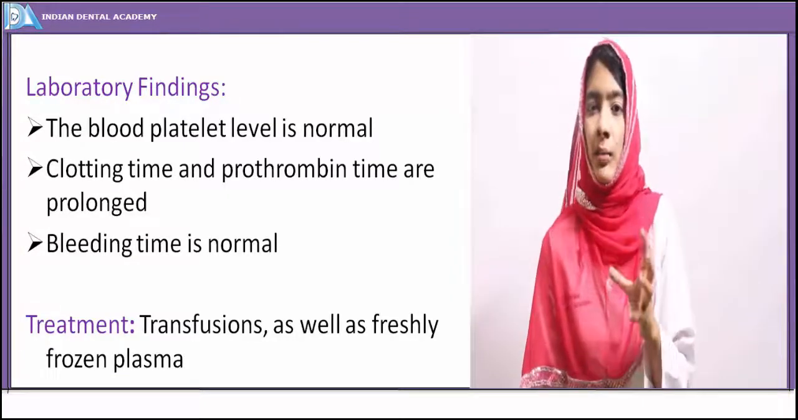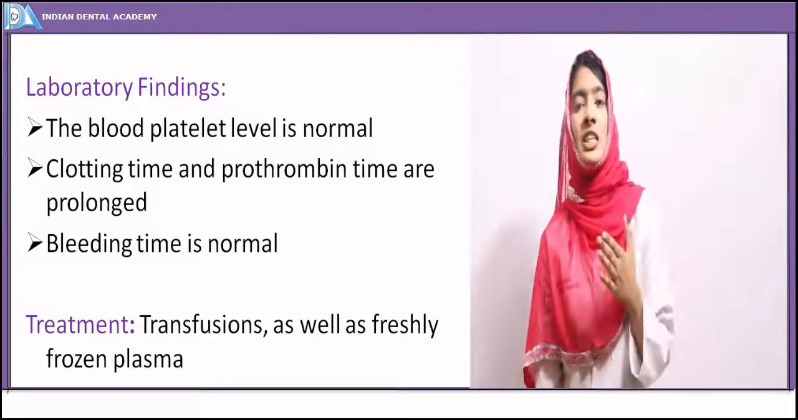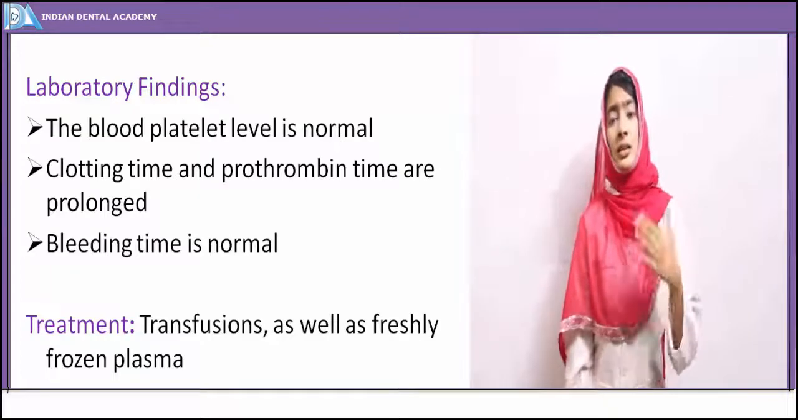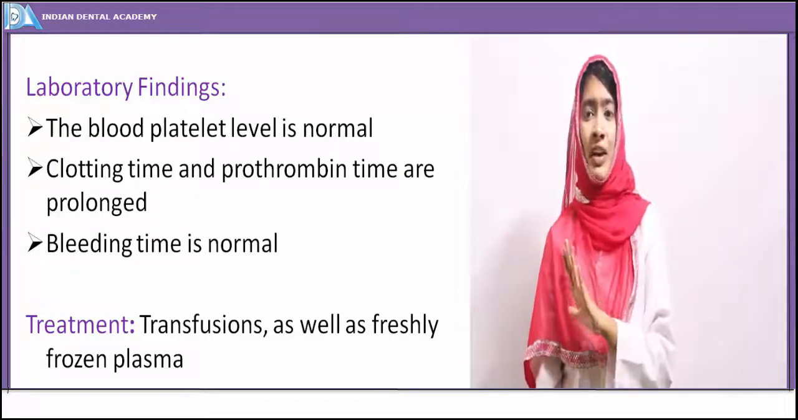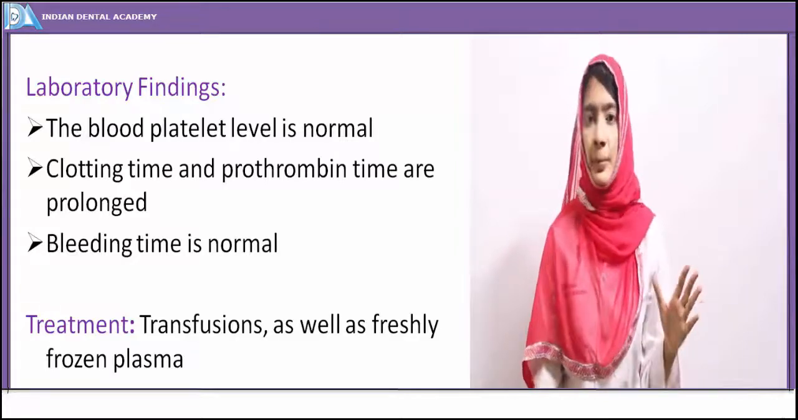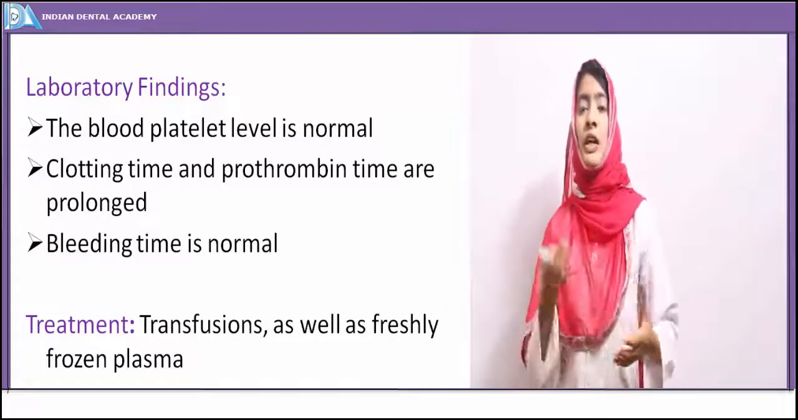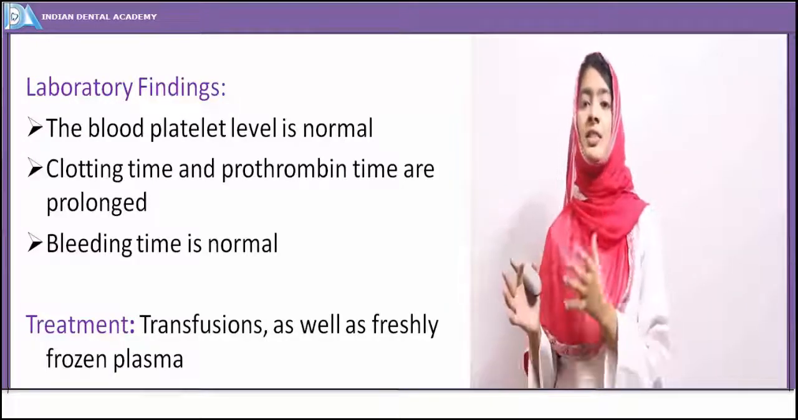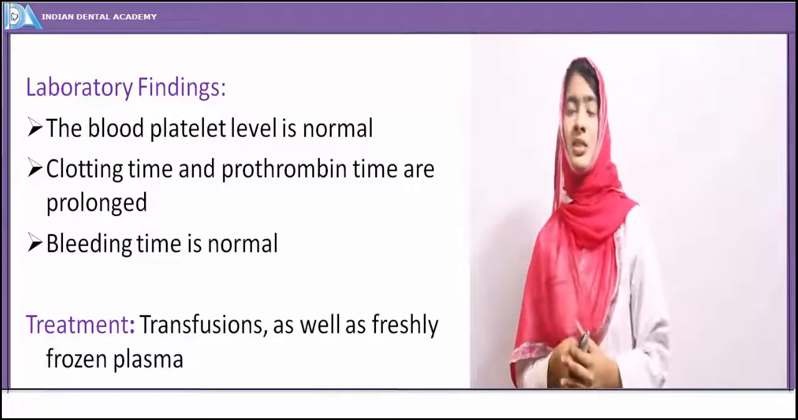There are other minor diseases like afibrinogenemia. Afibrinogenemia is nothing but the absence of fibrin deposition in the blood, which leads to a condition known as afibrinogenemia. Cryoglobulinemia is the deposition of proteins called cryoglobulins in the blood. These are just the minor diseases affecting the oral cavity.